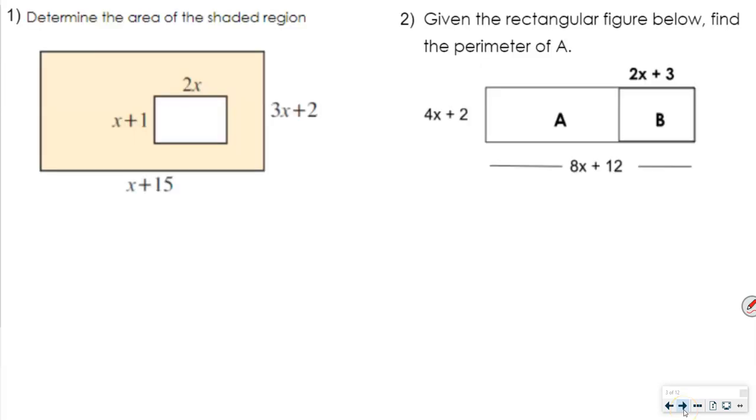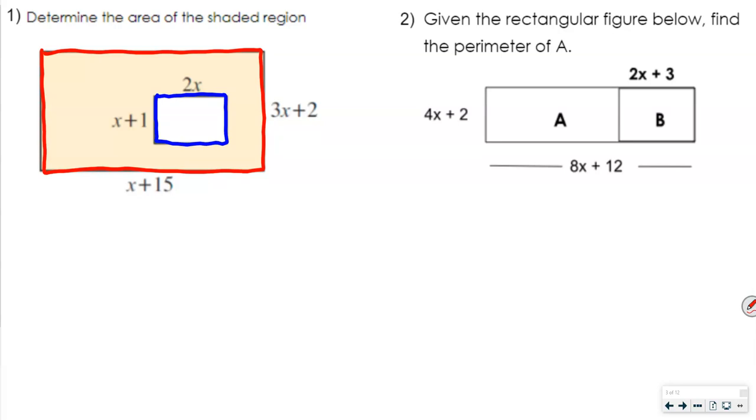So this video is over the test 5 review. First question, number 1, says determine the area of the shaded region. So that's like our yellow area here. So we're going to find the area of this section right here, and then we're going to subtract from it the white section right here, guys. Okay, so what we need to do is find the area of the yellow section.